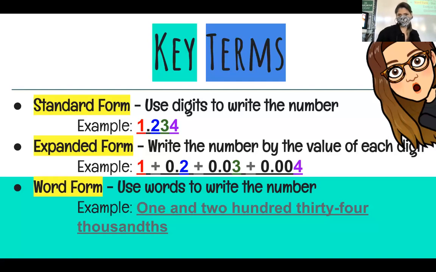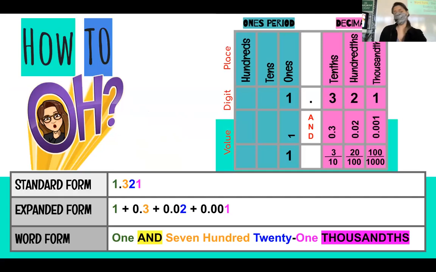Okay? All right. Why is there stuff up there? We're doing math now, Lucy. Okay. So let's take a look at our different forms.